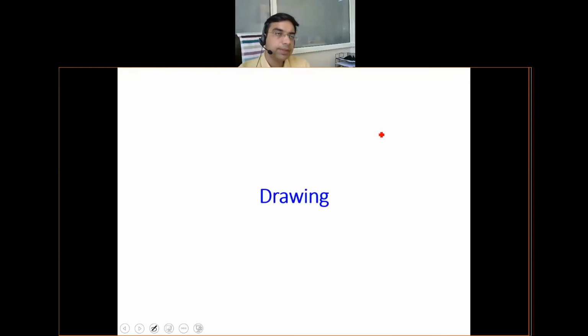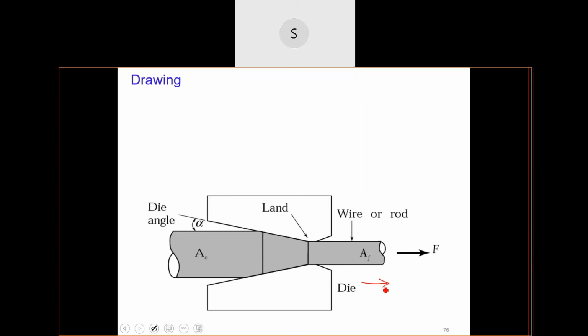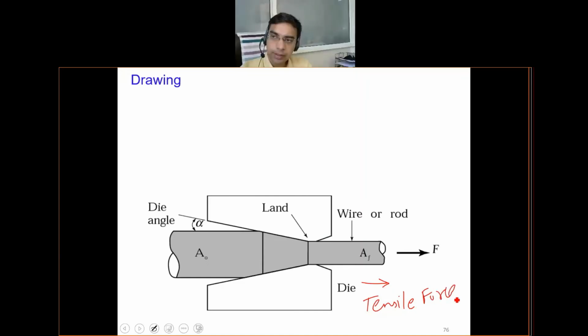So with that, we complete the extrusion processes, and next we move to the drawing processes. Drawing processes are basically processes used to make rods, wires, hollow tubes. In drawing, essentially what is done is the workpiece is pulled through the die using tensile force. A tensile force is applied here to pull the workpiece from the die.